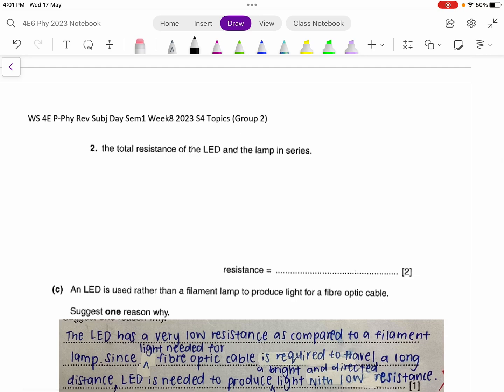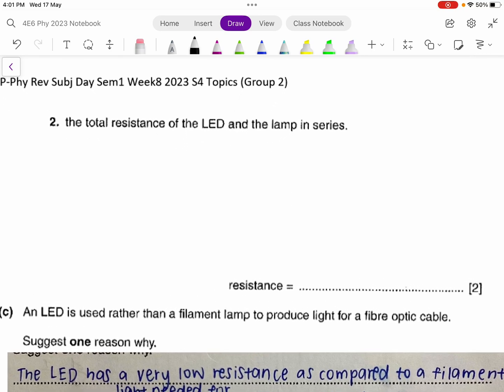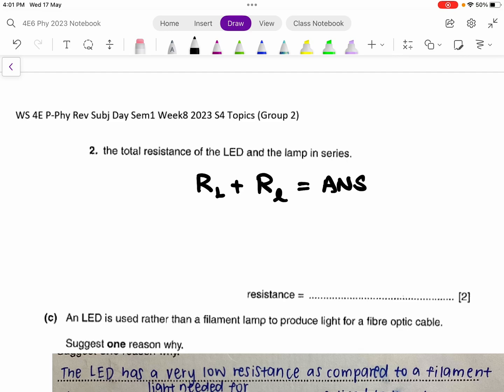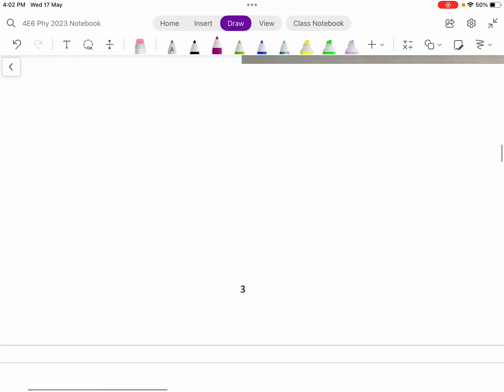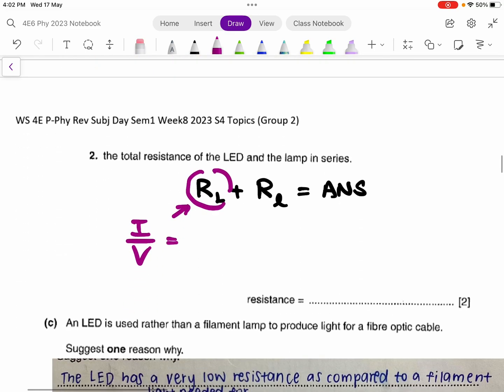Okay, then after that, you are being asked to find the total resistance of the lamp. So I think this one you can see that it's just the resistance of the LED plus the resistance of the lamp, and then you will get the answer. Right, how do you find this? One of the R is actually pretty straightforward. It's just V over I, and your I is 40 milliampere.